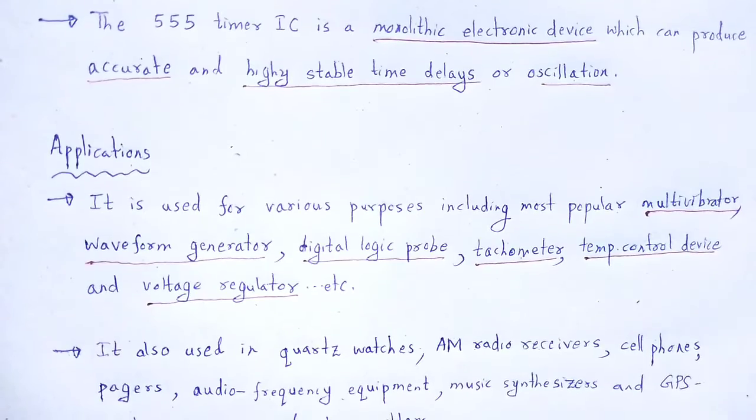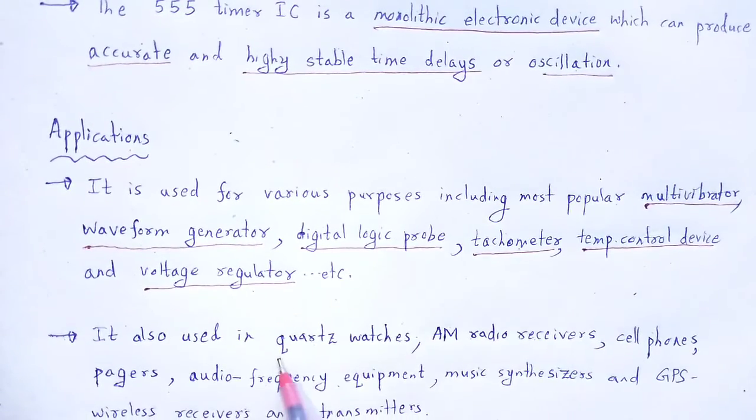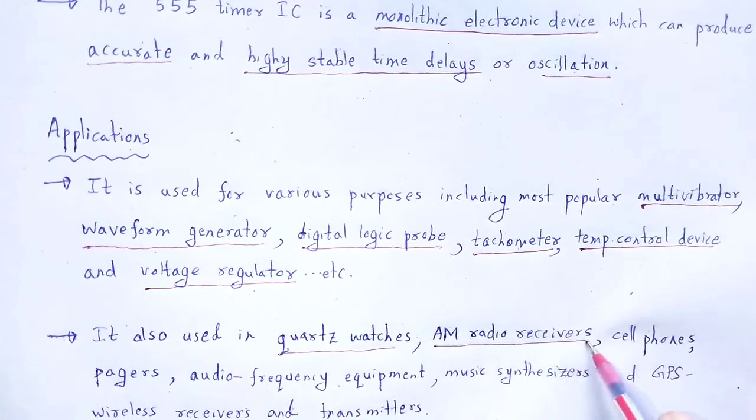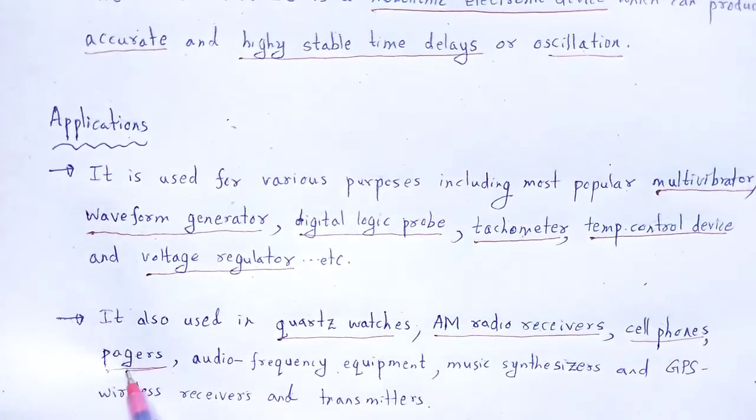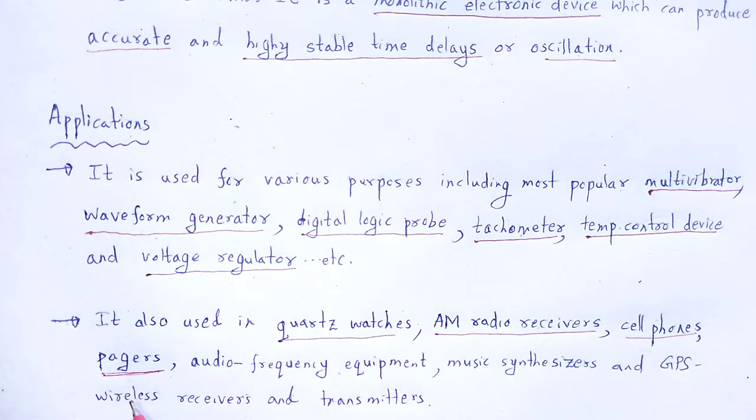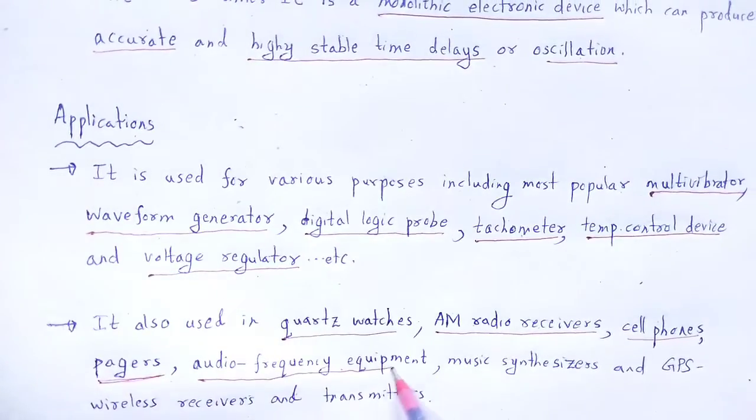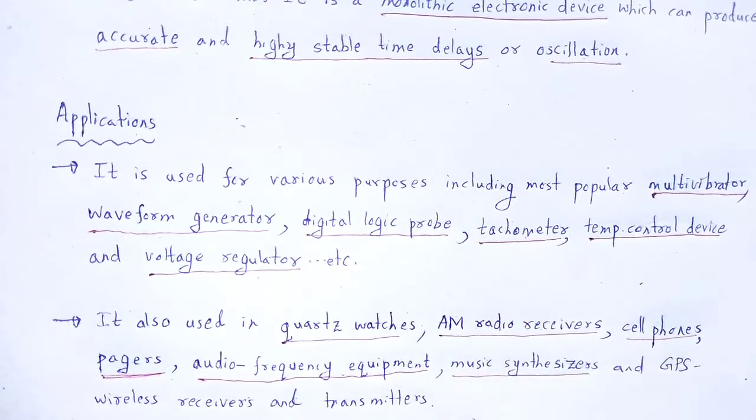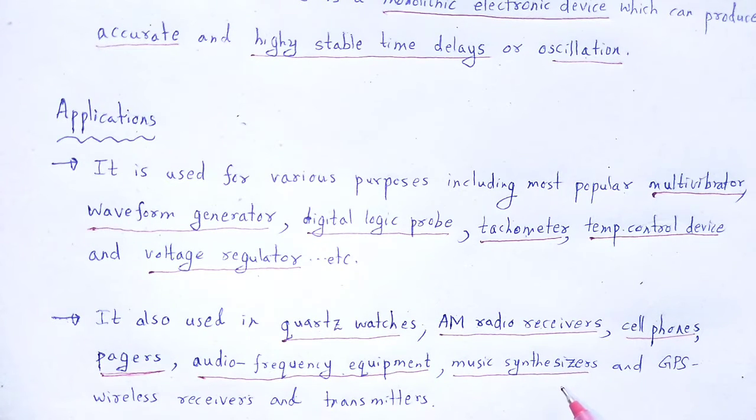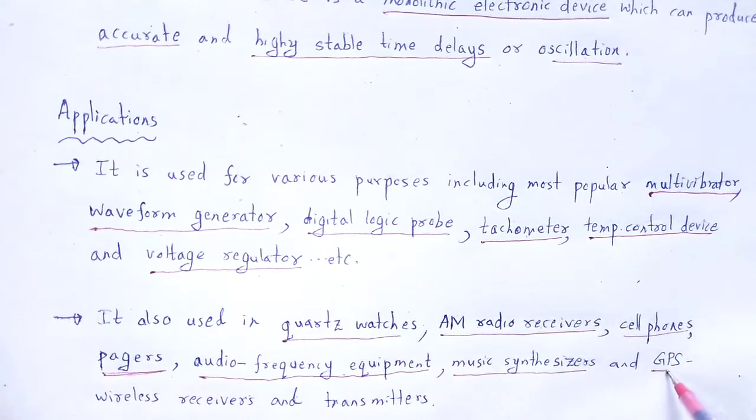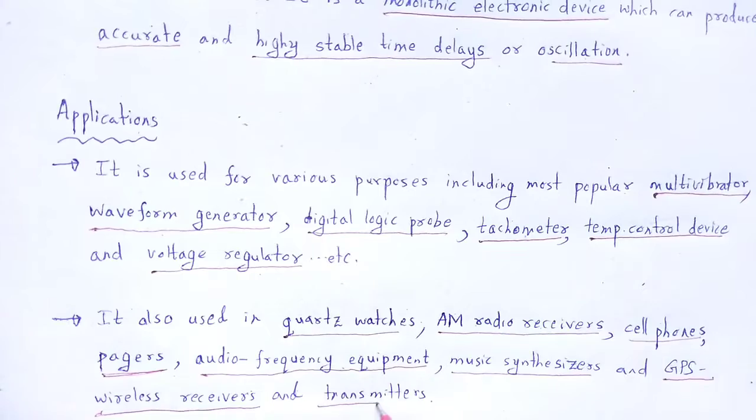Also this kind of IC is used in quartz watches, AM radio receivers, amplitude modulation radio receivers, cell phones, and pagers. A pager is a kind of telecommunication device which transfers voice or alphanumeric messages. Then audio frequency equipment and music synthesizers. Music synthesizers are electronic musical instruments which synthesize music. GPS, wireless receivers and transmitters.